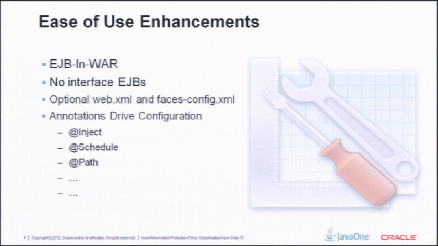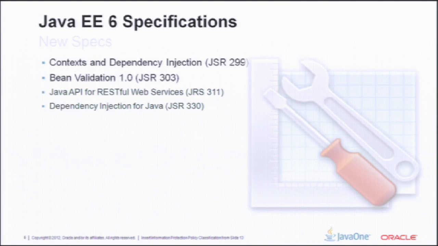And then they've also added things like dependency injection. That was introduced through 2 new specs in Java EE 6. One is Contexts and Dependency Injection, that's JSR 299. That allows us to basically inject objects within our components and then use them in our view layer, in our expression language.